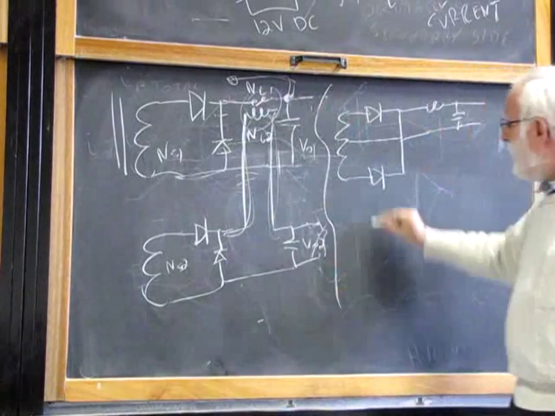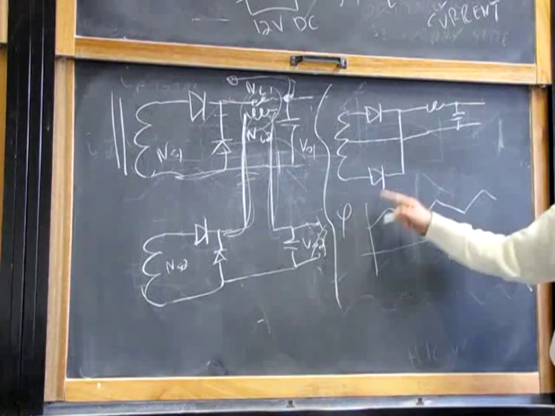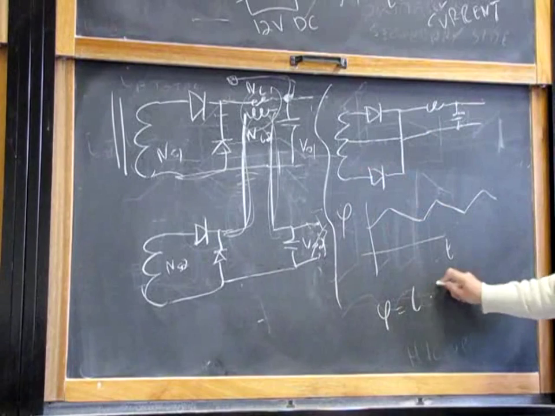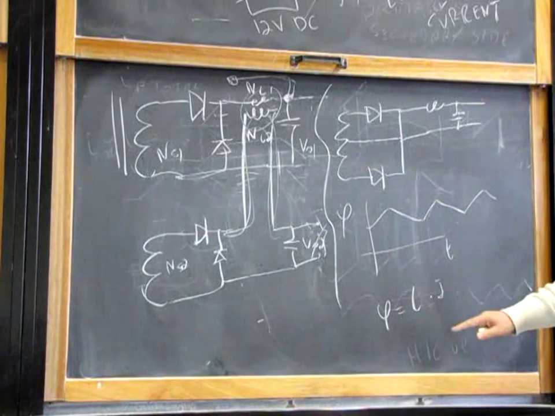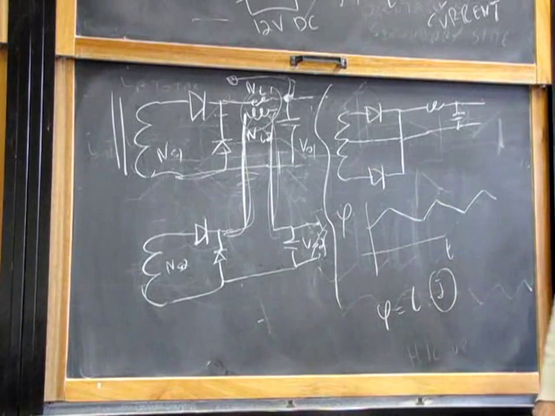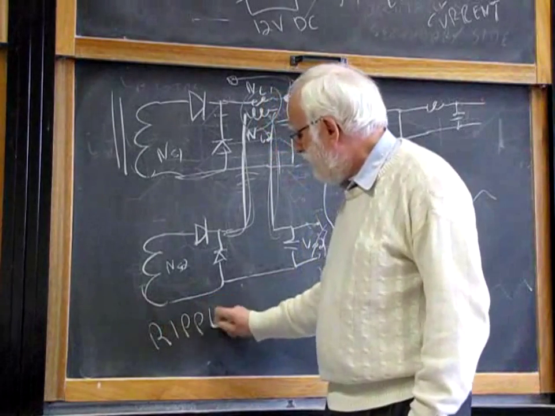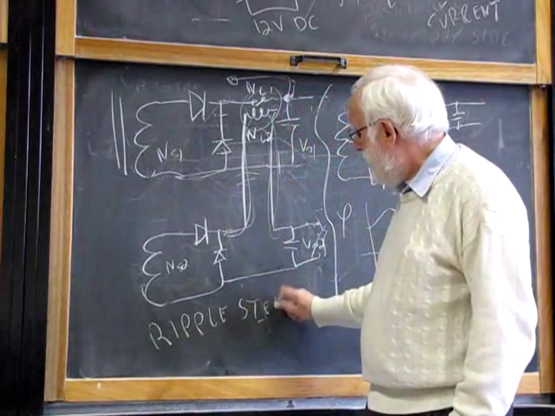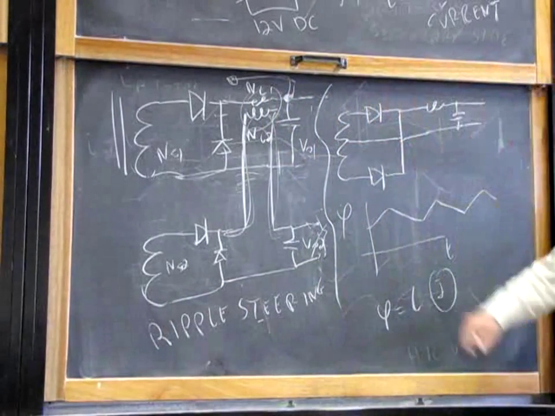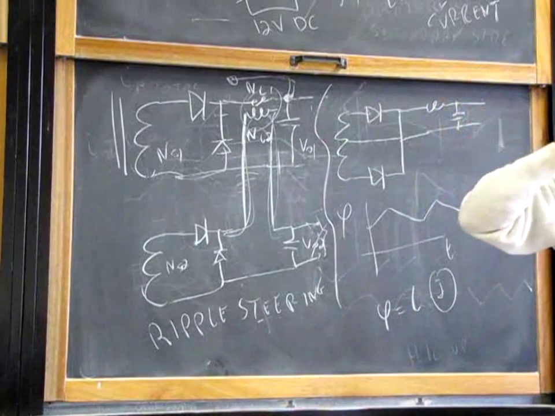the flux over here, flux over time, is unique. It's only one. And this flux, remember, phi equals L times I. This flux ripple reflects into a current ripple. Well, you can do the so-called current ripple steering. It means that your flux goes up and down. That's normal. It's usual for any buck converter.